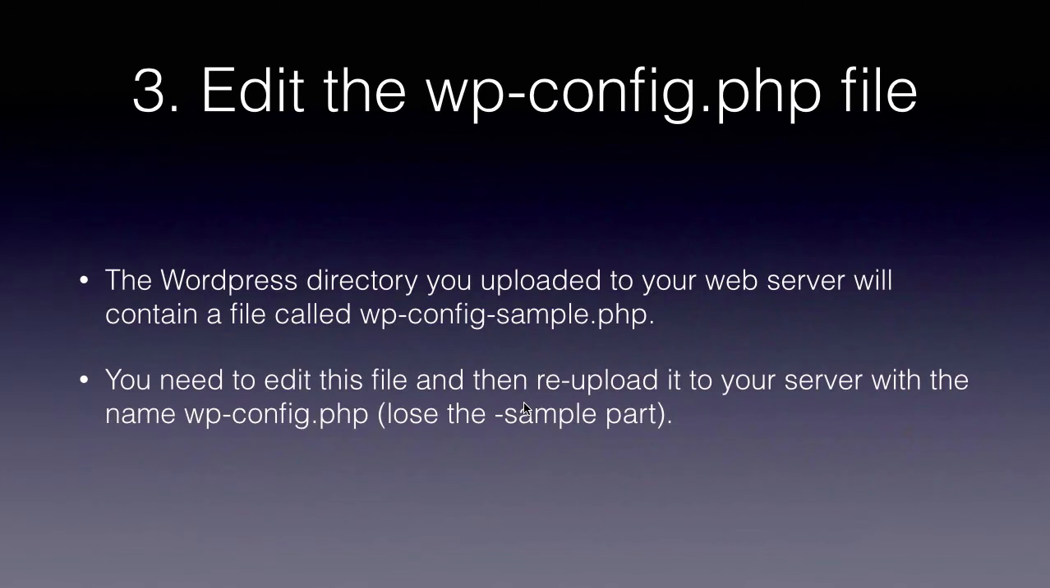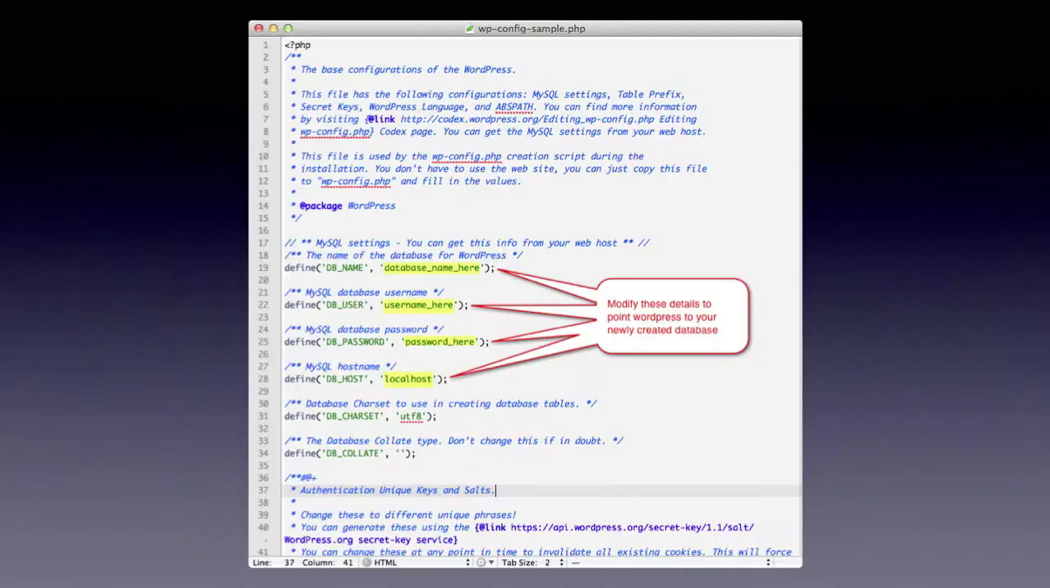Okay, so once we've created the database successfully, we need to put into the WordPress configuration file the details of how to access that database, where it's going to store all of our content. So the WordPress directory that you uploaded to your web server will contain a file called wp-config-sample.php, and you need to edit this file and then re-upload it to your server with the name wp-config.php, so you lose the hyphen sample part at the end. Okay, and this is what you need to edit.